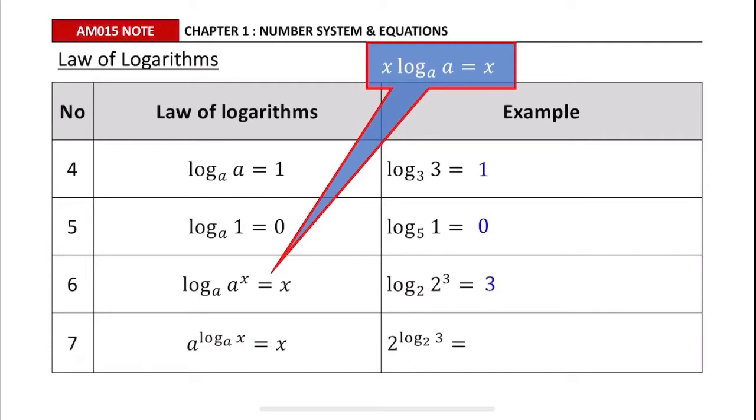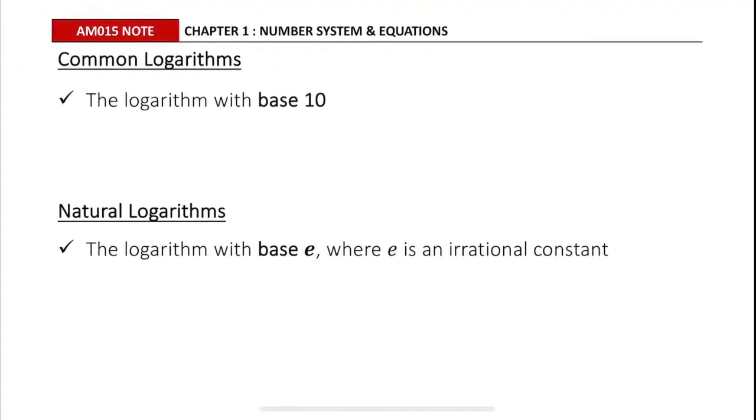The seventh law is a to the power of log base a of x equals x, which means when an index is raised to the power of a logarithm with the same base, then the answer is x, which is the argument of the log. So for the example 2 to the power of log base 2 of 3, the answer is 3.